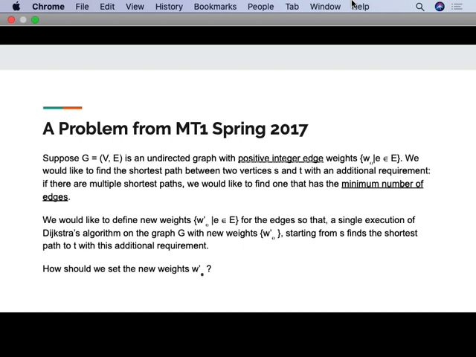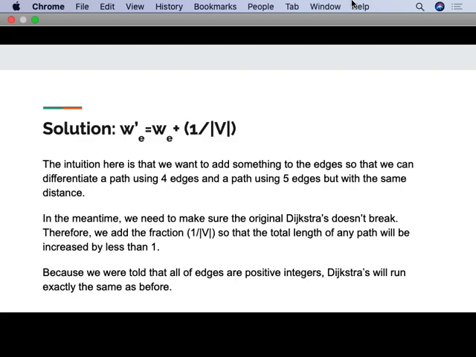Because the worst case is just that you have a bunch of vertices that line up, and you have one edge connecting each. So if you just set it as 1 over v, that means that even if you have v minus 1 edges, it's going to give you a total value of v minus 1 over v, which is still going to be lower than 1. So that's actually a more reasonable bound than 1 over e, but the idea is correct. Well done. So let's look at the solution.